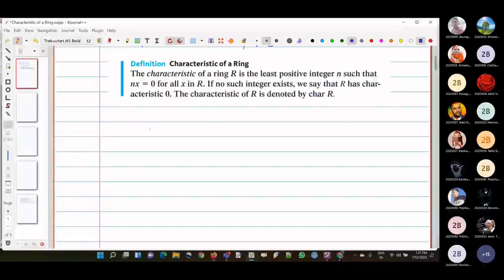Of course, if you see the example, the ring of integers.